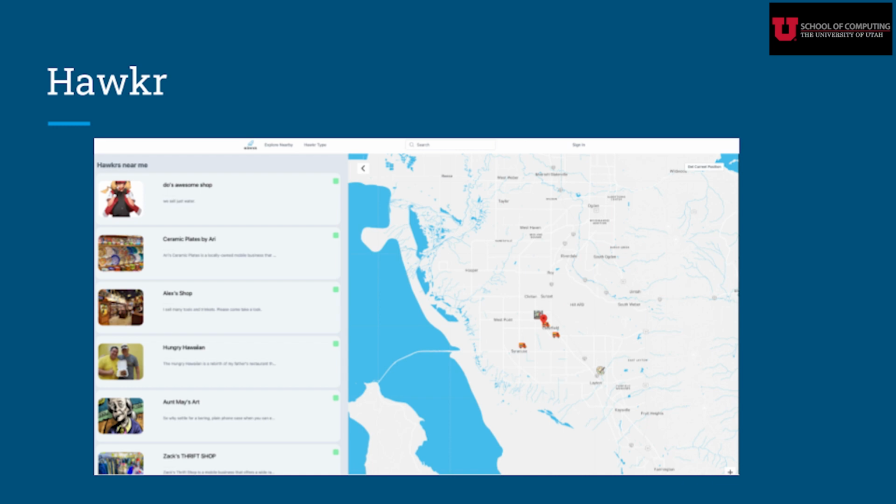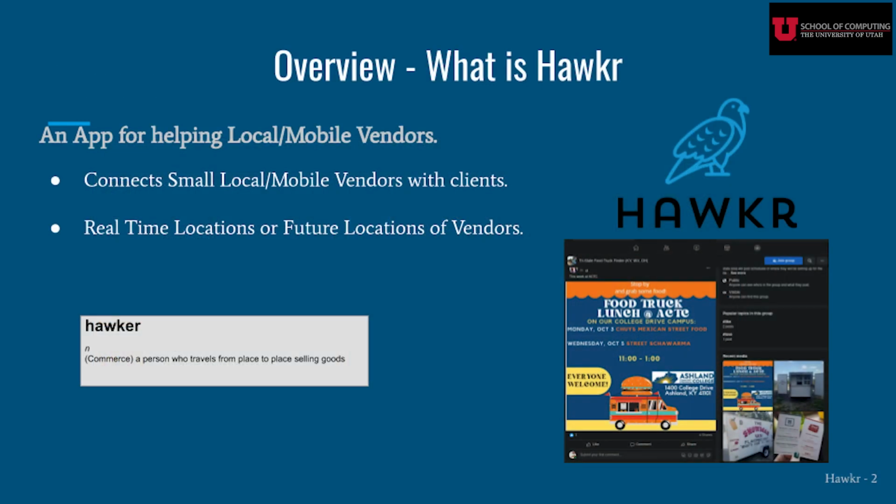Hawkr is a web application focusing on the issue of putting local mobile businesses on the map. It looks like this. Currently, if you were to search for local mobile businesses, you would have to go through social media or other platforms. Hawkr is an app for helping local mobile vendors. It connects vendors with clients.